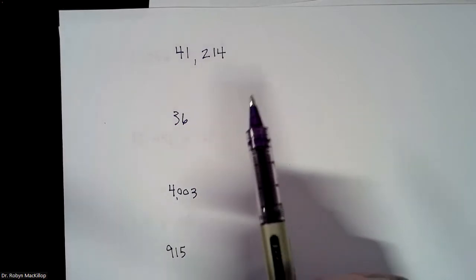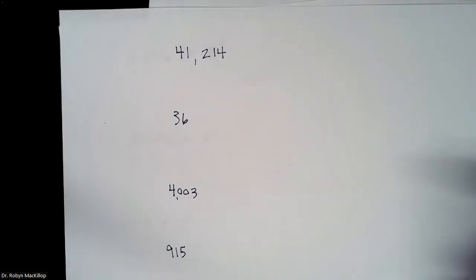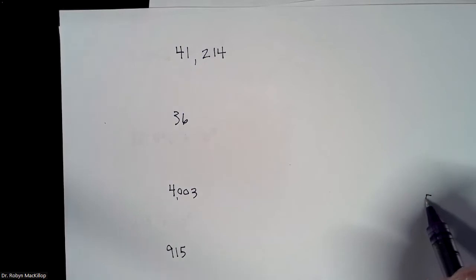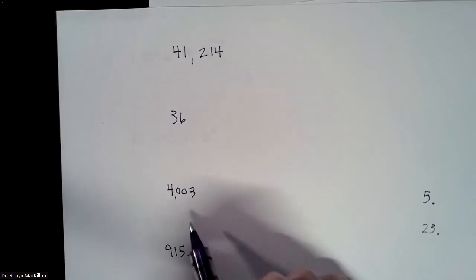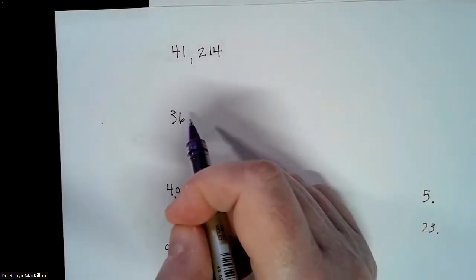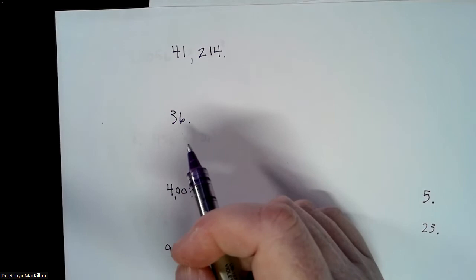So let's start with 36. The thing I want you to think about is any number, no matter what, if it's a whole number, the decimal is right on the end of it. So 5,23, we just don't use the decimal because we don't have to count anything beyond it. So any whole number, all of these, the decimal is right after. 36, 41,214.